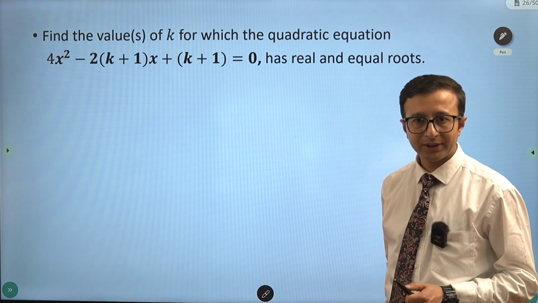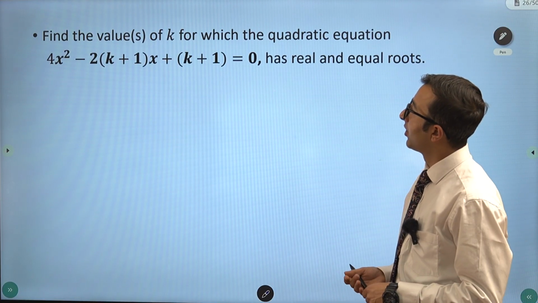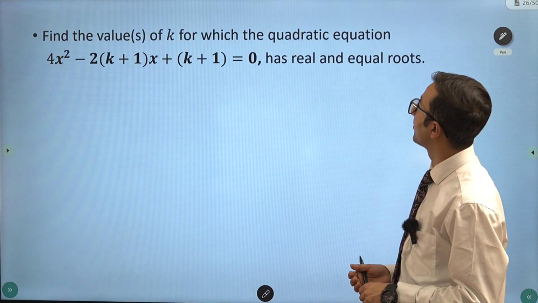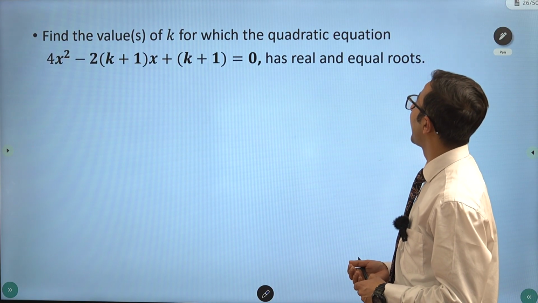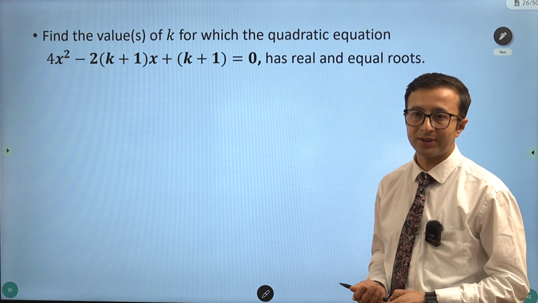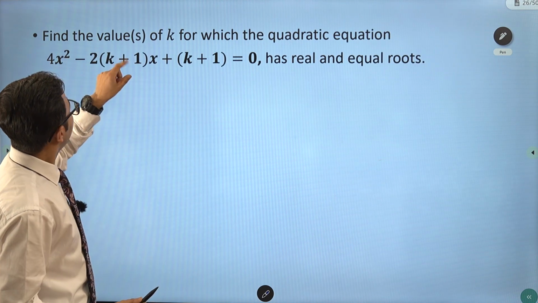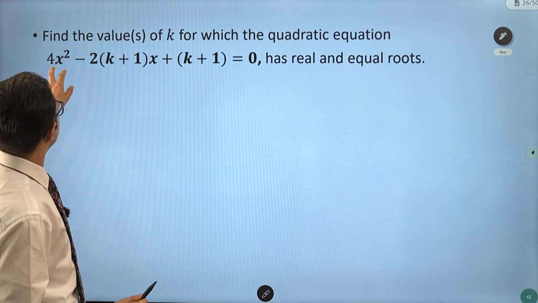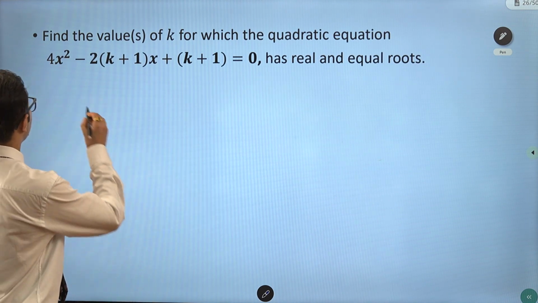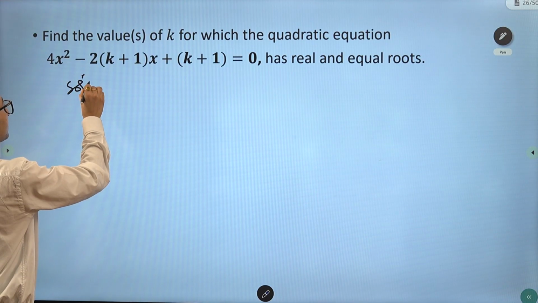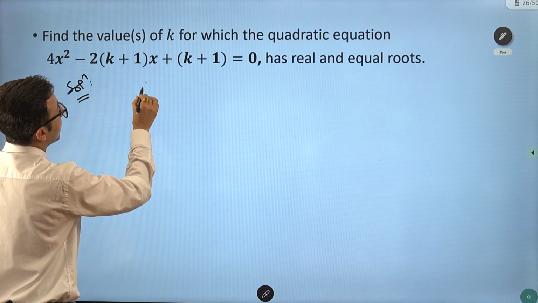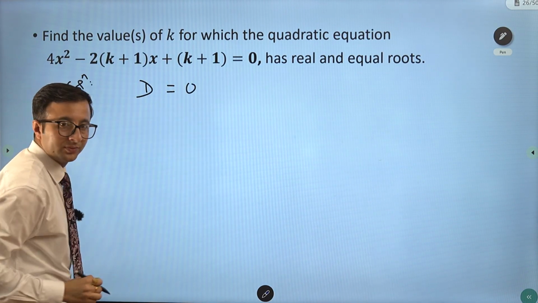So next question, similar to this previous one: find the value or values of k for which the quadratic equation this has real and equal roots. Here you can see that find the value or values of k for which the quadratic equation this has real and equal roots. So solution is this. For real and equal roots, discriminant will be 0.